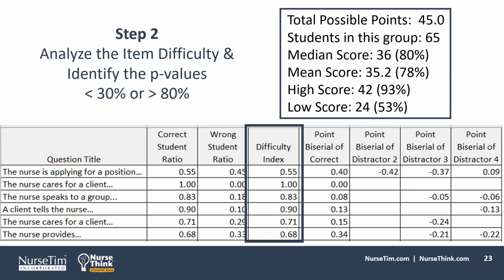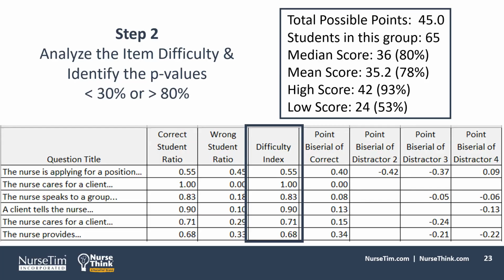But as we're looking at our test, the first thing we want to think about is our difficulty level. Difficulty is the percentage of students that got it correct. With this particular question, question number 1, it has a 0.55, and remember we wanted that to be between a 0.3 and a 0.8, so it falls in there perfectly.